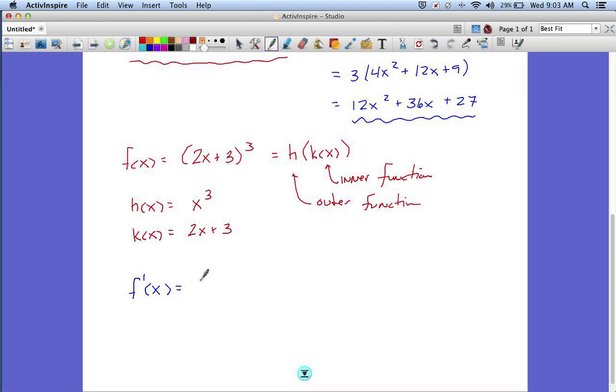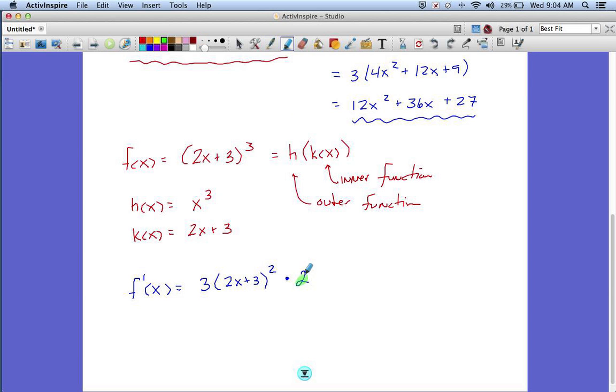The derivative of the outer is 3 times 2x plus 3 squared. I applied power rule to x cubed, 3x squared. But remember, 2x plus 3 is composed inside of there, so instead of x, it's 2x plus 3 squared. And then I now need to take the derivative of my inner function. Well, my inner function is 2x plus 3, so its derivative is times 2.